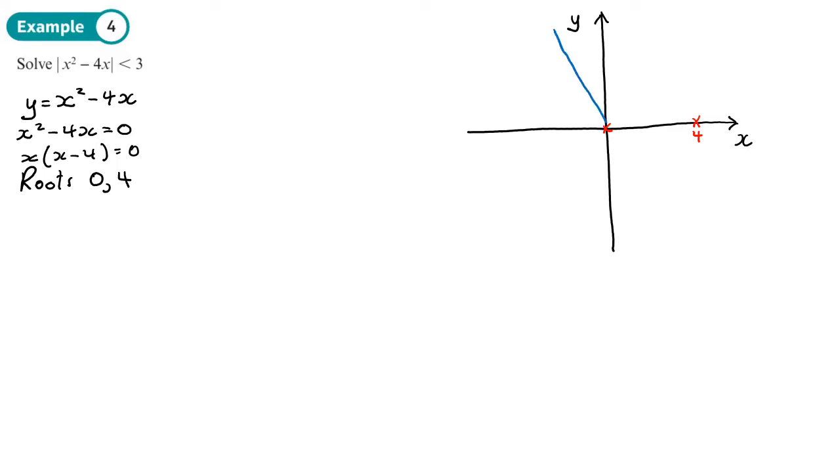Now the bit below the axis, I'm just going to do dotted. Because the modulus is around the whole thing, that bit that gets reflected is going to be up there. Okay, and I'll just take the dotted bit out here.